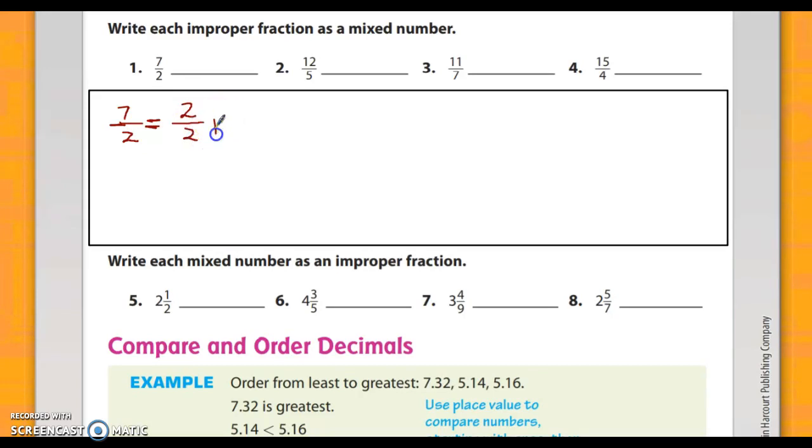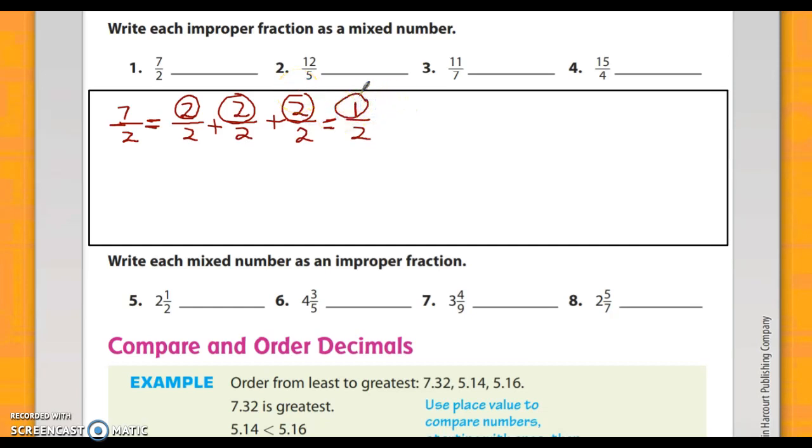7/2 would be 2 over 2 plus another 2/2 plus another 2/2. So if I had 2 plus 2 plus 2, that's 6. So I'm at right now 6/2. So I need another half because 6 plus 1 would be 7. So now I'm going to show you why this makes sense. I've got 2 plus 2 is 4 plus 2 is 6 plus 1 more is 7.